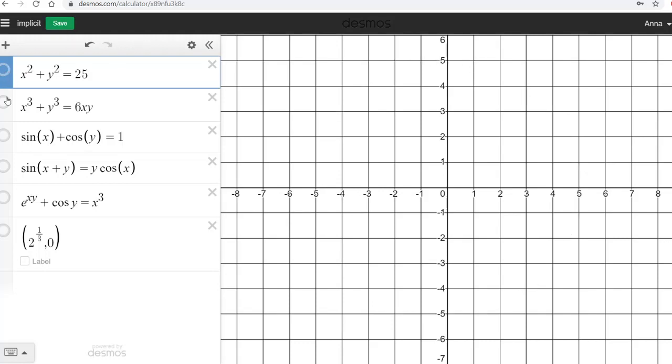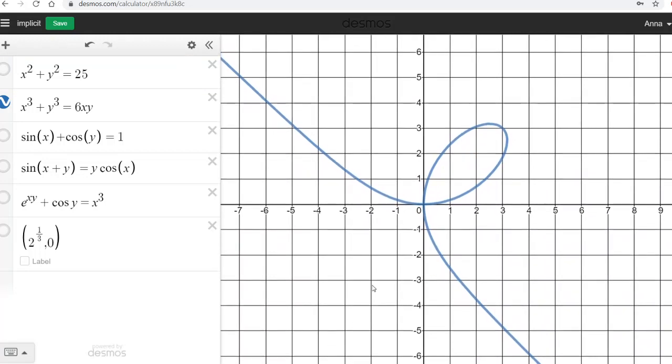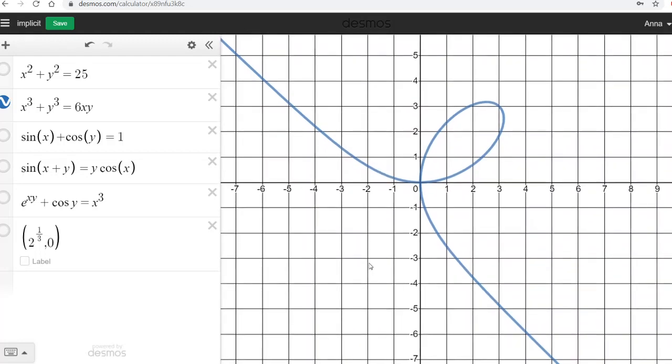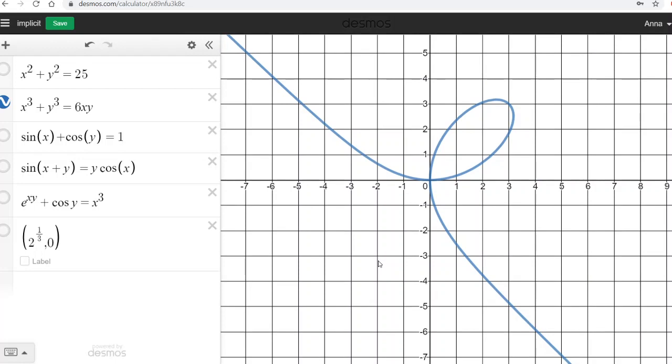So let's look at some of the more funky of these graphs. This one is x cubed plus y cubed is equal to 6 times x times y. This is called the folium of Descartes. It has a fancy name. Again, just like the circle, see how this one is not a function of x. If you were to try to draw a vertical line, it would pass through the graph more than once.